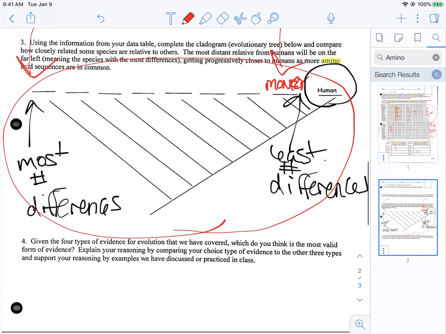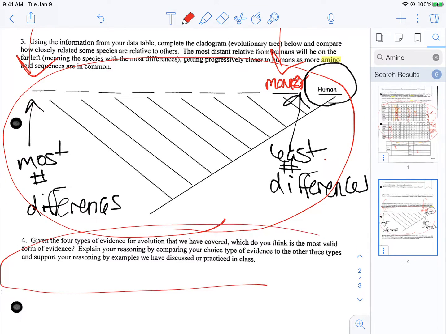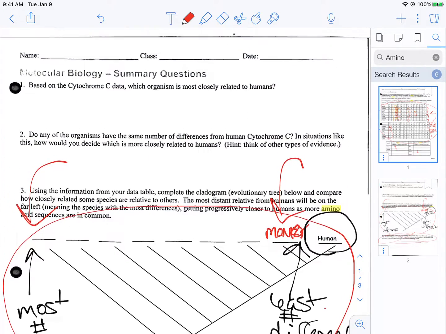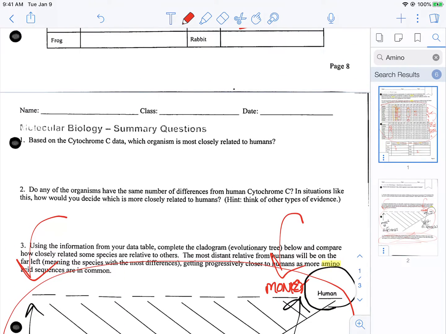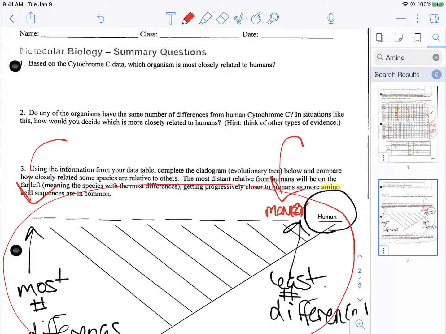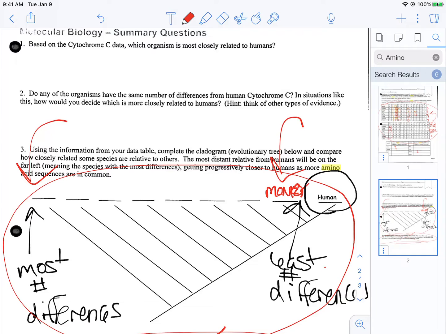Okay? I'm going to have you ignore question 4 because we haven't finished the other types yet under the circumstances. And you can go ahead and answer questions 1, 2, 3 and complete the cladogram. So email me if you have any questions, and that's what you're doing for today.